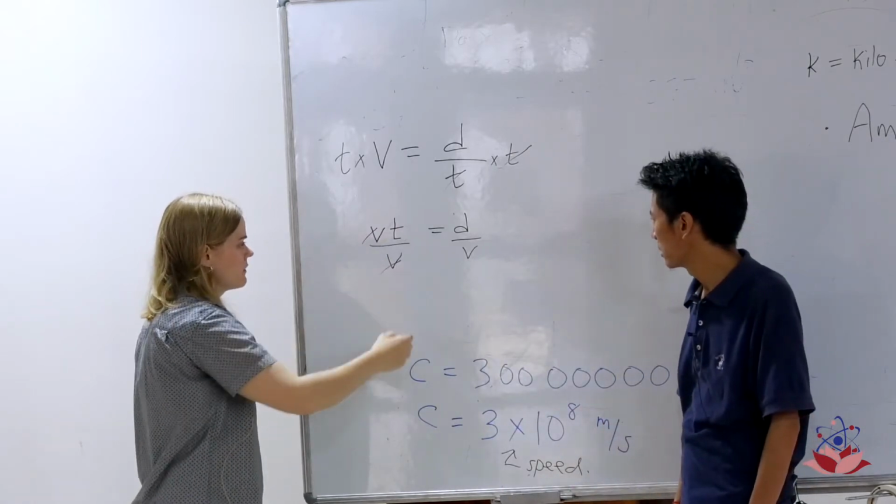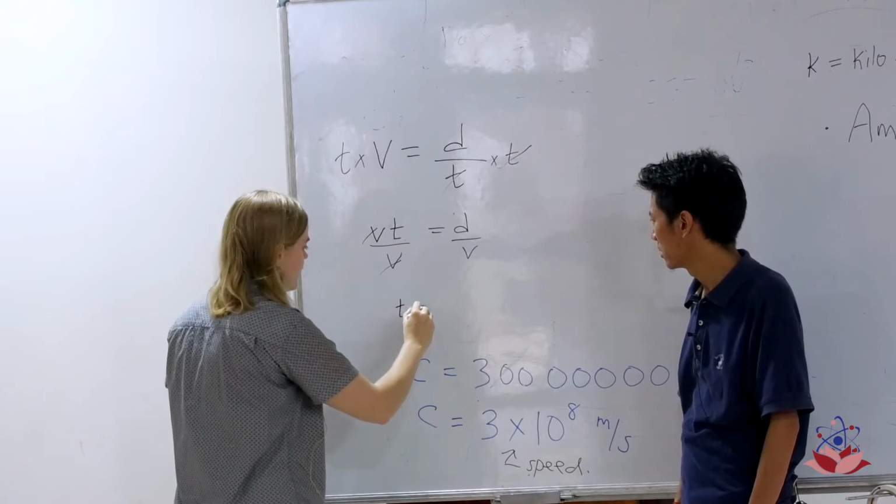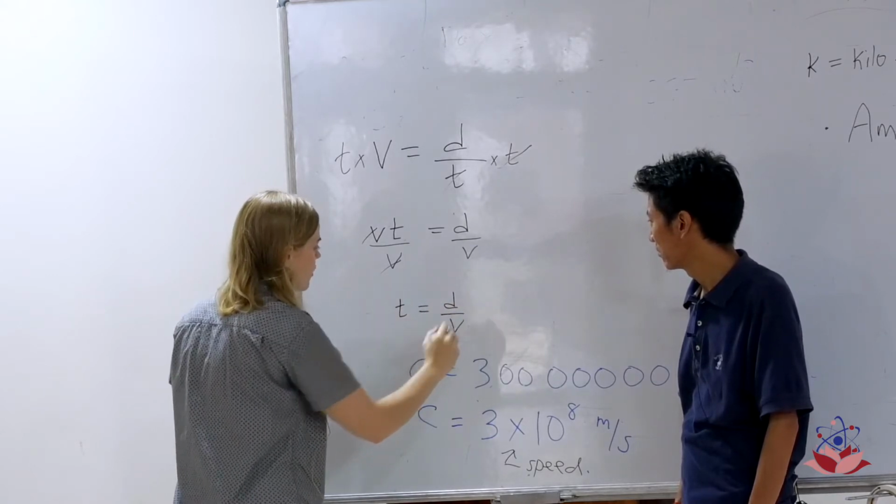So this V cancels this V, and this equation now reads T equals D over V.